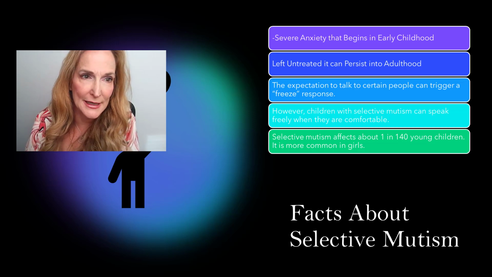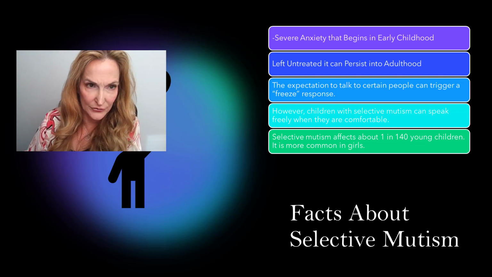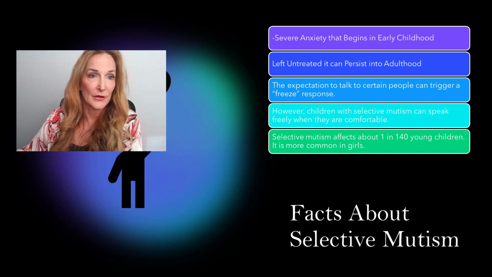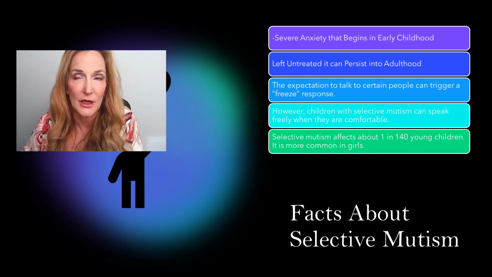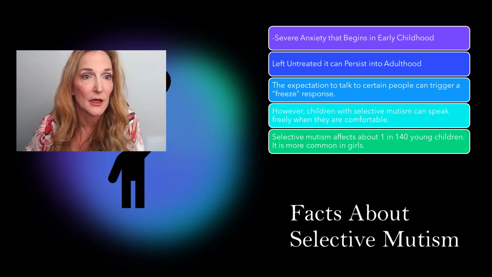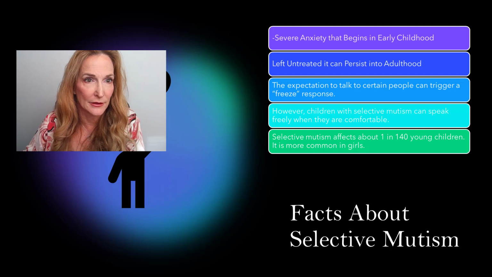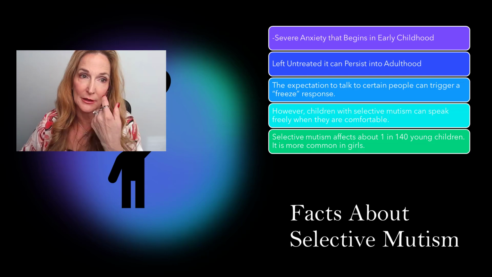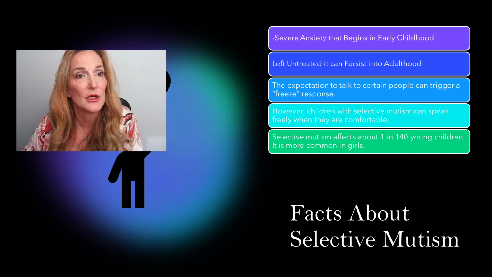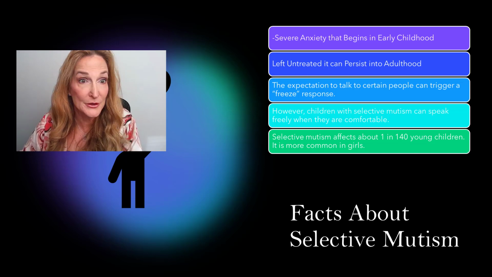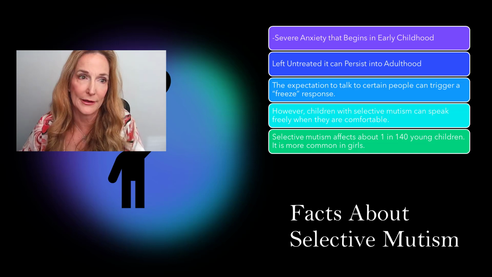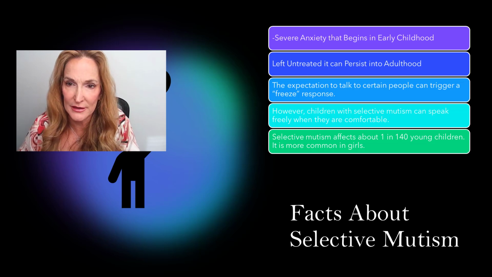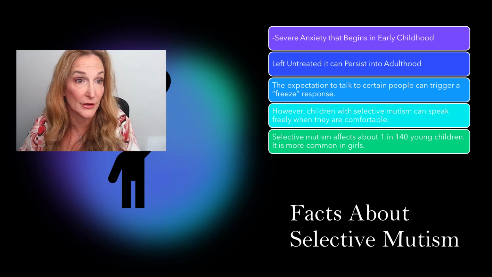One of the most curious aspects, and I know I've mentioned this a couple of times, but it's really important, is that children with selective mutism, that word selective is really important, can speak freely and very comfortably in specific situations, and that can be confounding to family and make it seem as though it's behavioral and lead to punishments, which are really counterproductive and very harmful. Selective mutism affects about 1 in 140 young children.